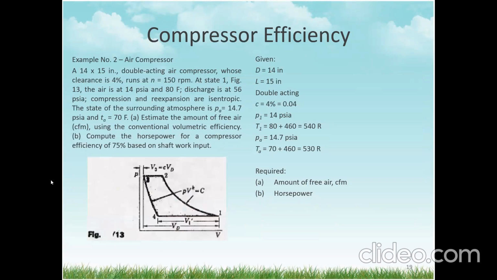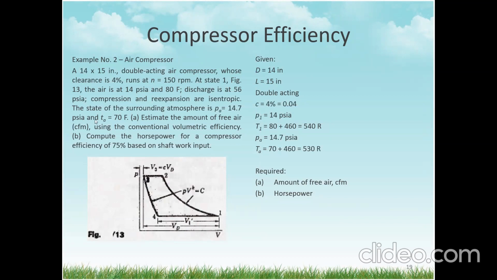So, example number 2, air compressor. A 14 by 15 inch double acting air compressor whose clearance is 4% runs at N equals 150 RPM. At state 1, figure 13, so yun, the air is at 14 PSI and 80 Fahrenheit dito. Discharge is at 56 PSI. So dito, constant pressure naman yan. Compression and expansion are isentropic. So yan, so both are K.